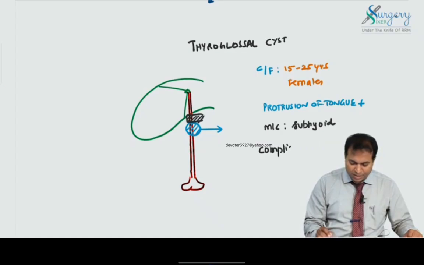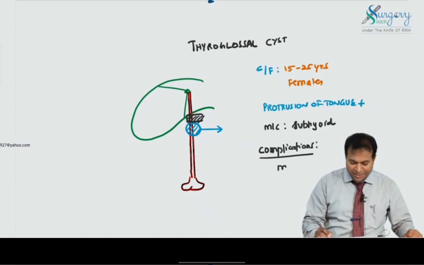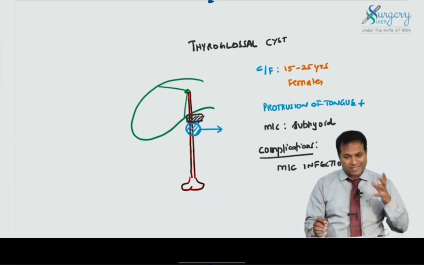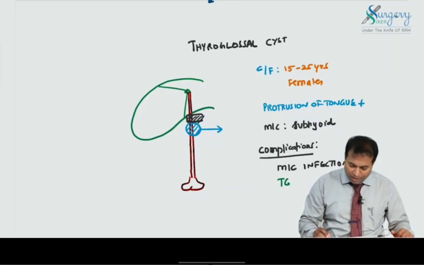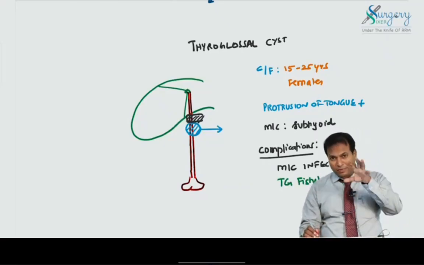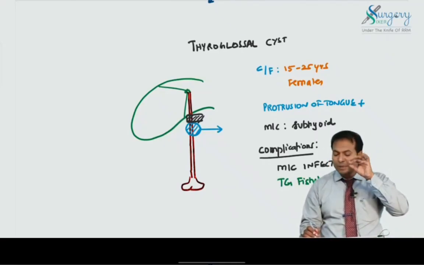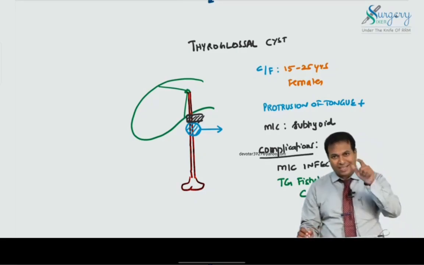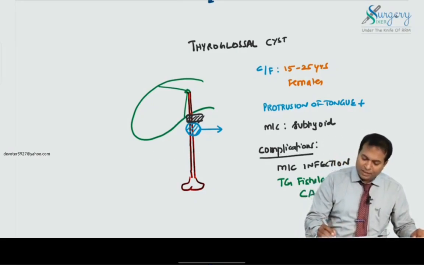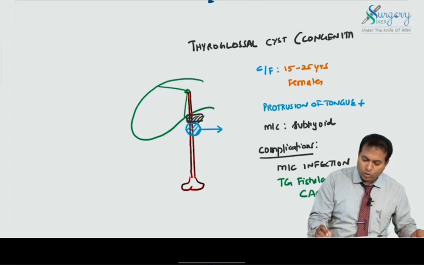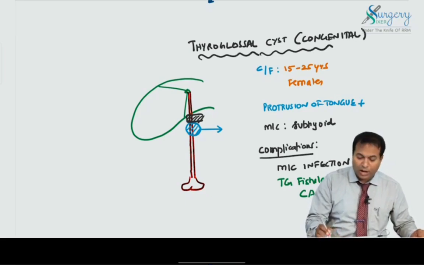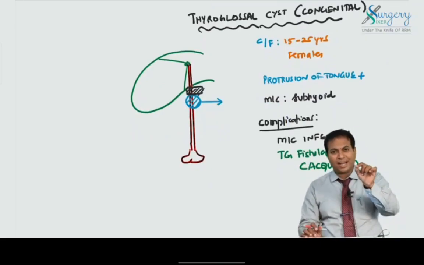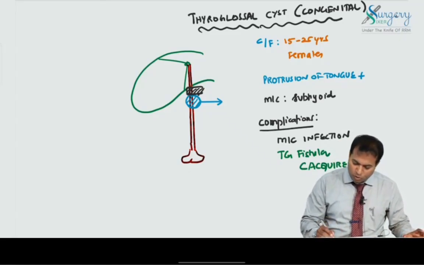The complications of this cyst are very interesting. The most common complication is infection of the cyst. Following an infection, it can rupture and result in thyroglossal fistula. Interesting point: there is no congenital thyroglossal fistula, but thyroglossal cyst is congenital. Always it is an acquired fistula following a rupture of the cyst, or following an incision and drainage done by you. So please don't forget, the most common complication is infection.